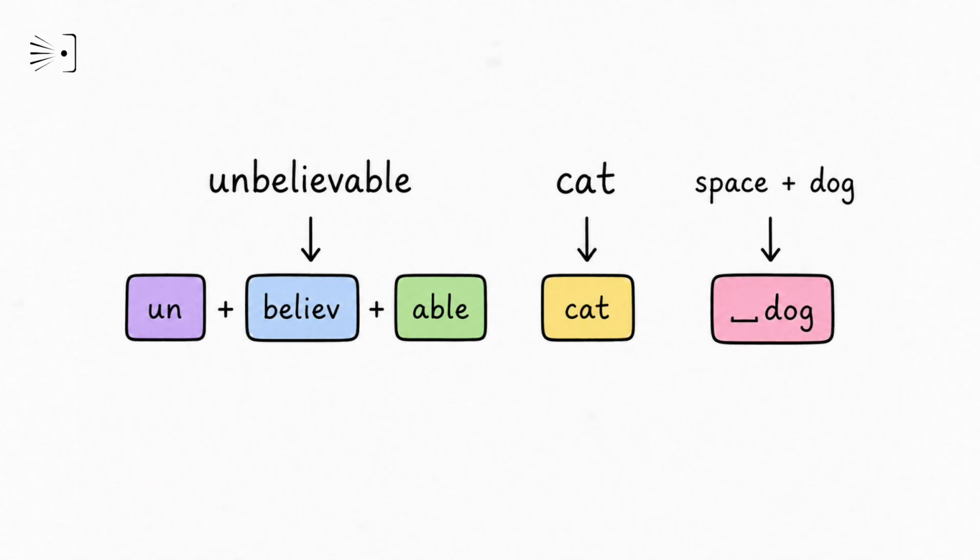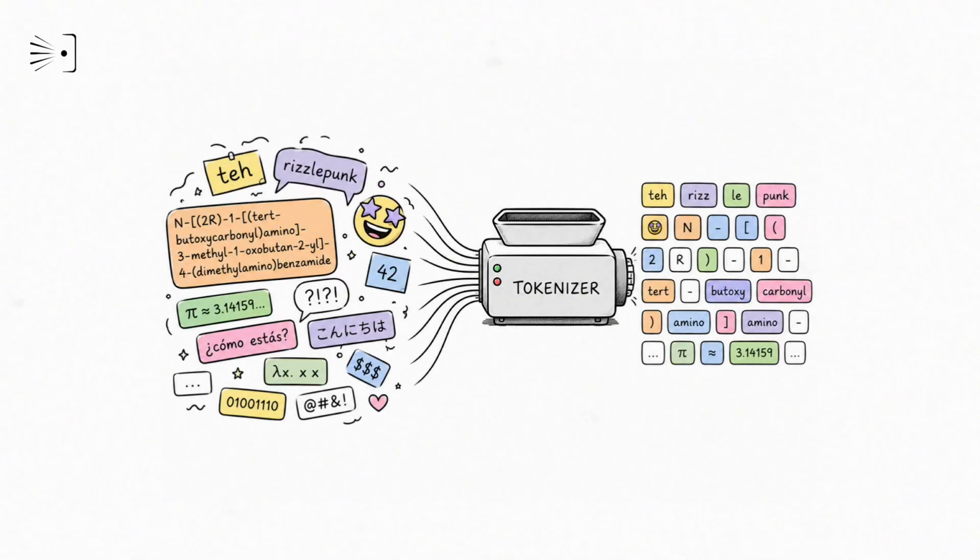Here's the part that surprises people. A token usually isn't a whole word. Common short words like cat or the are often a single token. But longer or rarer words get split into pieces. Unbelievable might become un, believe, and able. Even spaces and punctuation can be their own tokens. So a token can be a word, part of a word, a single character, or a symbol. The model learned a fixed menu of these chunks during training, and it only ever works with items from that menu.